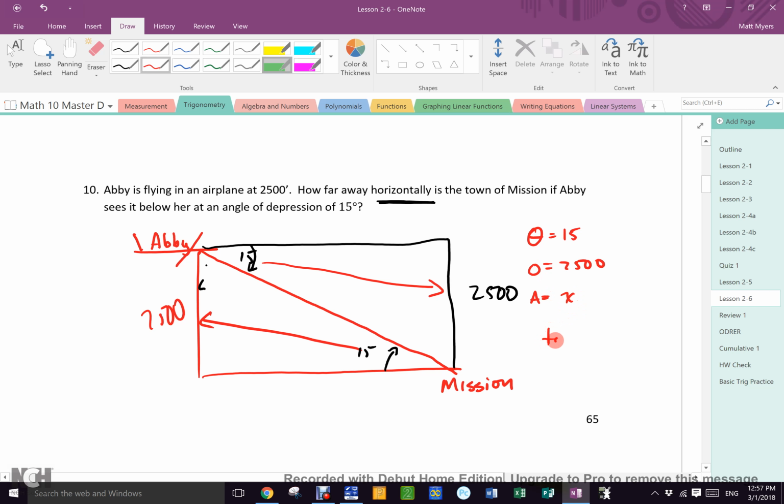What uses O and A? Tan 15 is 2,500 over x. How do you find x? Divide 2,500 by tan 15. That is hard to punch in on a backwards calculator. Whose responsibility is it to learn it? Yours. How do you do it? 2,500 divided by 15 tan equals. And you get a number of something like 9,300 and something.